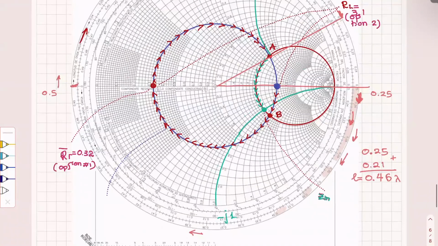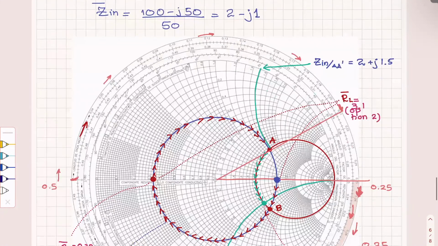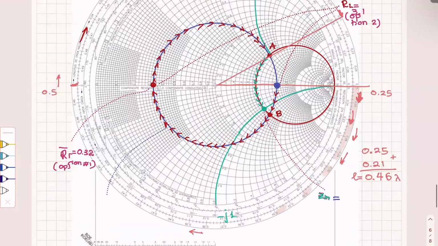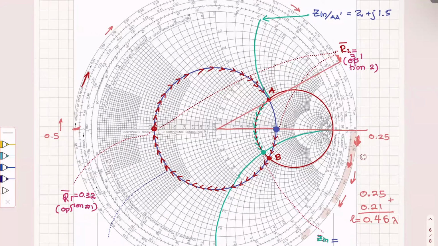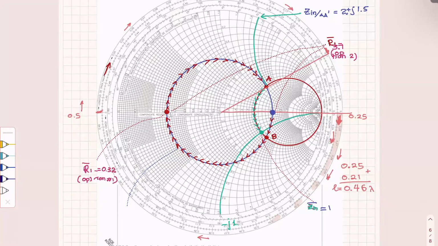In any case, let's keep going with this so we can finish it. But practically what you find is the input here is this, and then the point you want to go to is 1 normalized, well, not really, it's 2 minus J1.